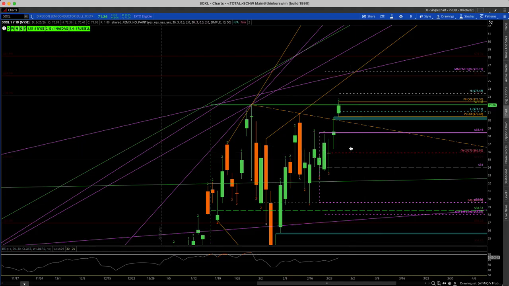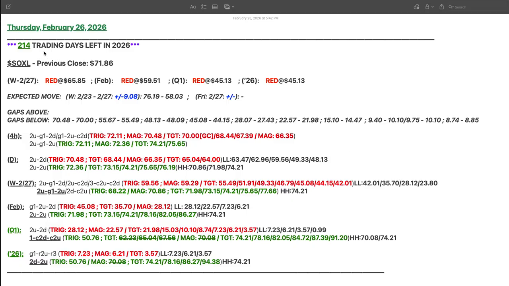I think that's enough of the charts right now. Let's go ahead and get into the notes. Look at the hard numbers, right? So for Thursday, February 26th, there will be 214 trading days left in 2026. And we know the close price on Wednesday, February 25th was 71.86. We know for the week to flip red, we've got to go to 65.85, the month 59.51, and then the quarter and year, we've got to get all the way down to 45.13 to flip those red.